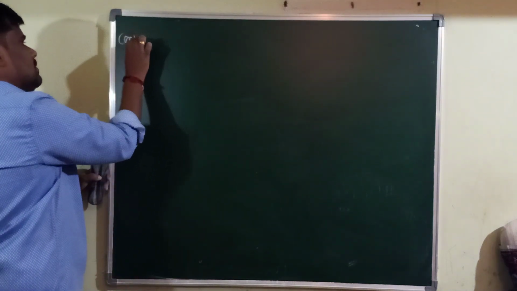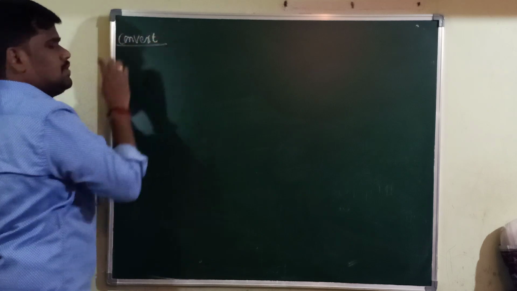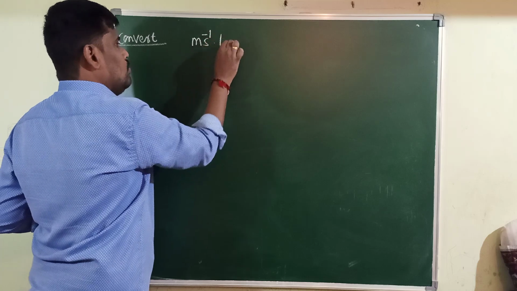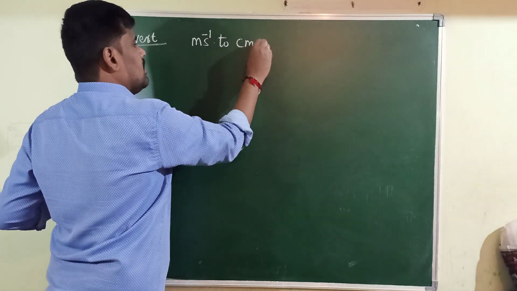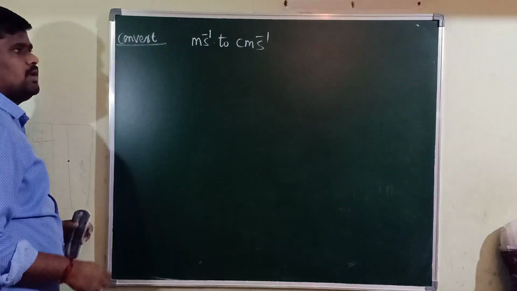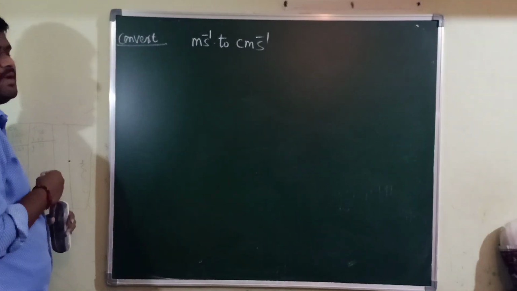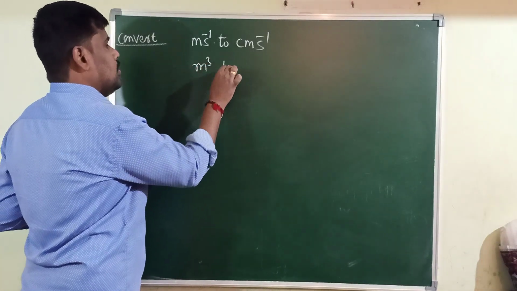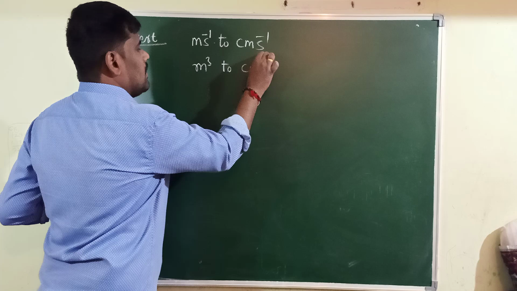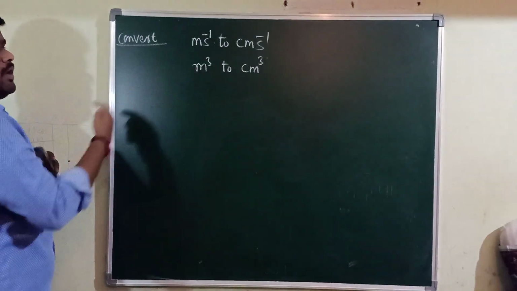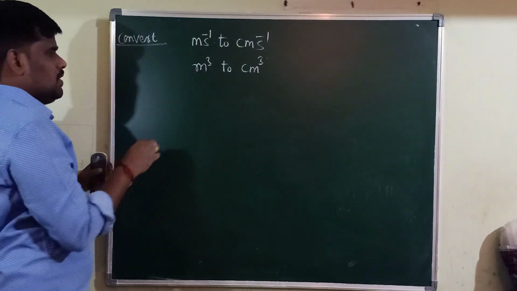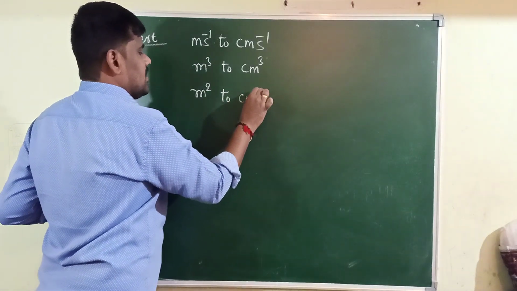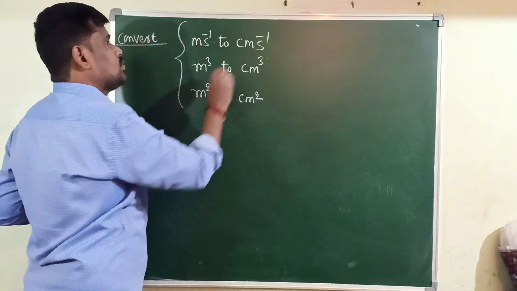Convert meter per second to centimeter per second. Convert meter per second to centimeter per second. Convert meter cube to centimeter cube. Convert meter cube to centimeter cube. Convert meter square to centimeter square.